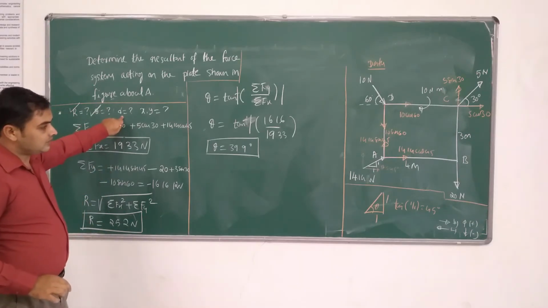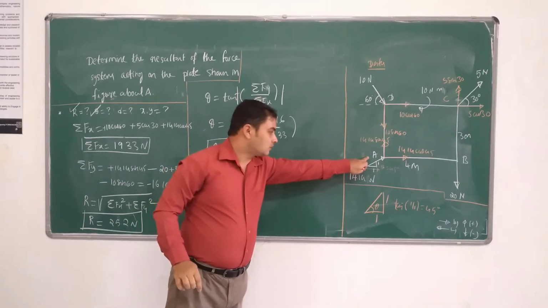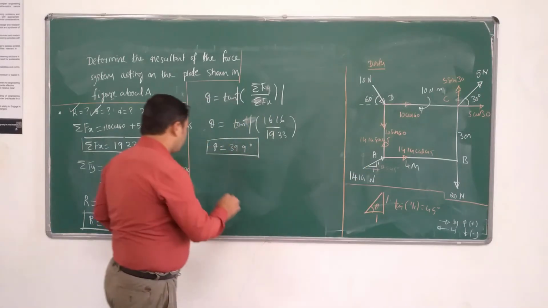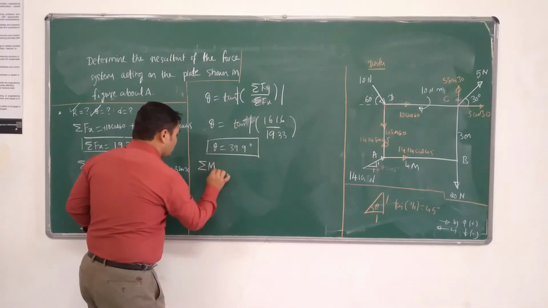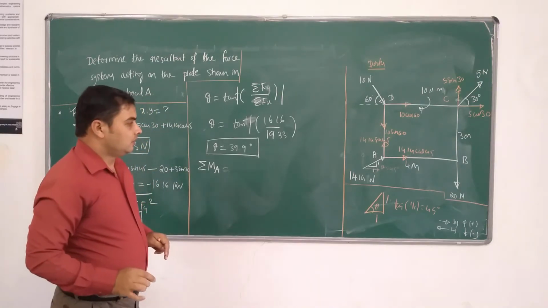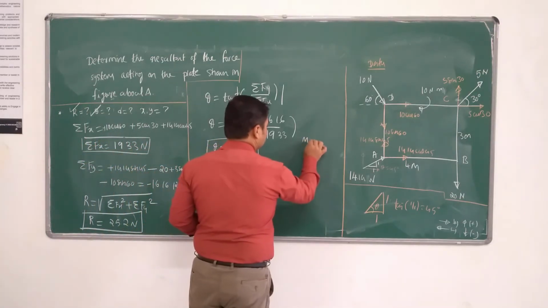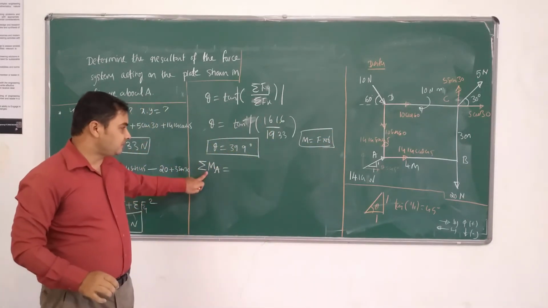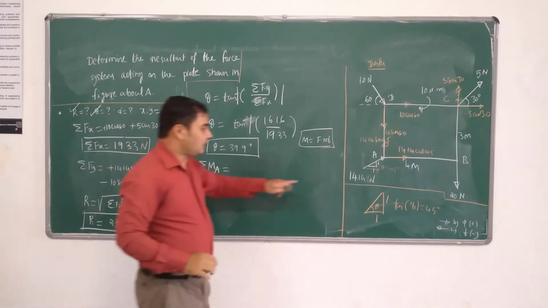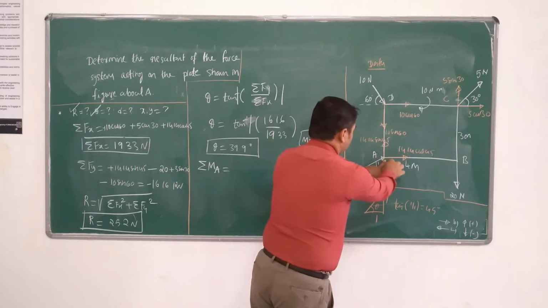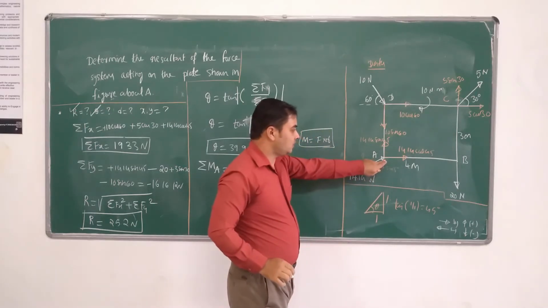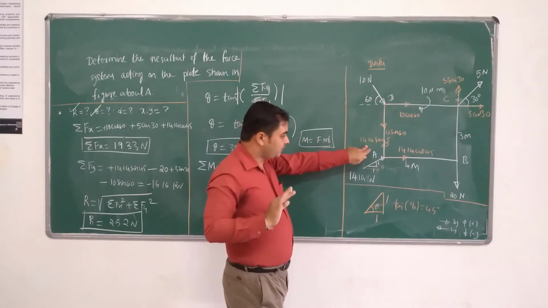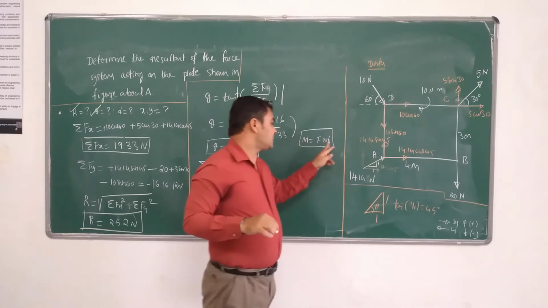Next, the question is the distance of the resultant force from the point A. To calculate this, we have to calculate the summation of all the moments about the point A. Moment is nothing but force into perpendicular distance. So let us start. About A, at the point A, there are two forces, 14.14 cos 45 and 14.14 sin 45. We cannot consider both forces because, of course, force is there but distance is not there.